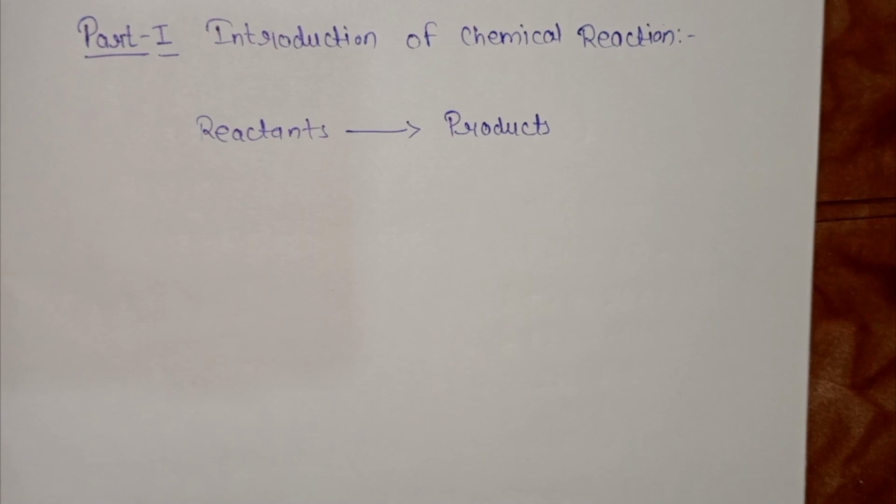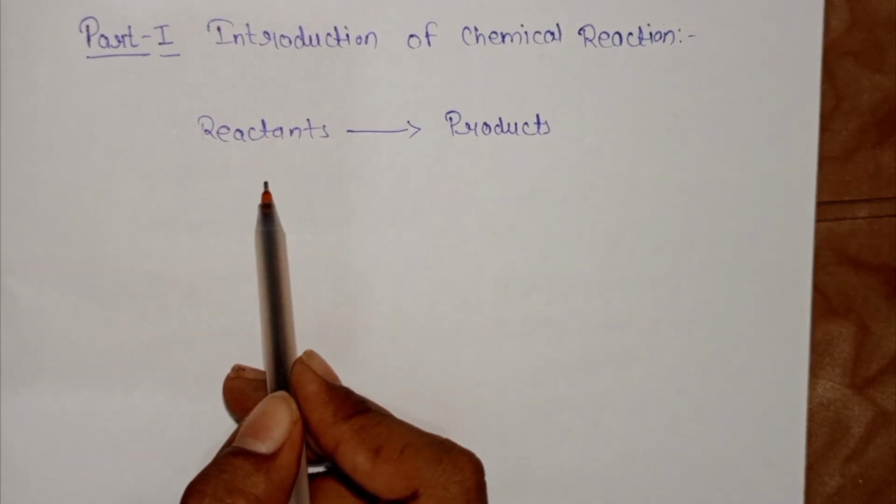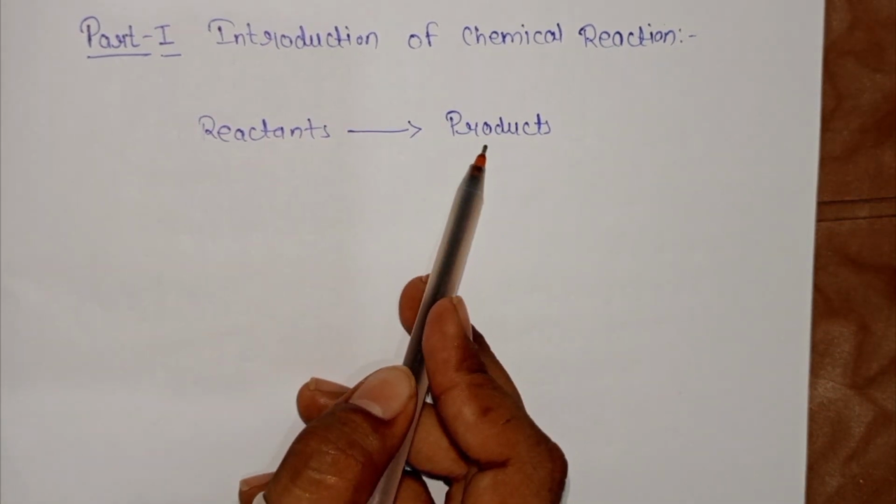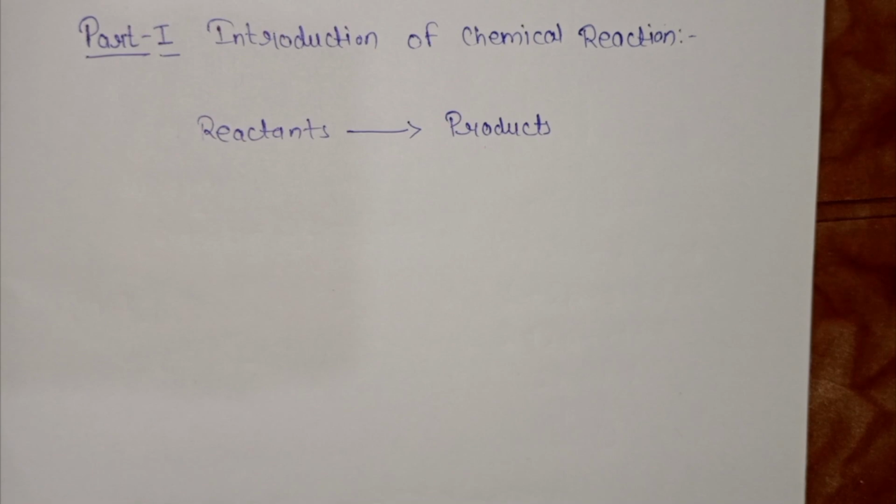Simply put, a chemical reaction is a process where substances called reactants are converted into new substances called products with different properties. The key point here is that bonds between atoms are broken and new bonds are formed.